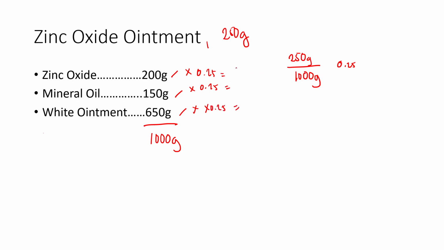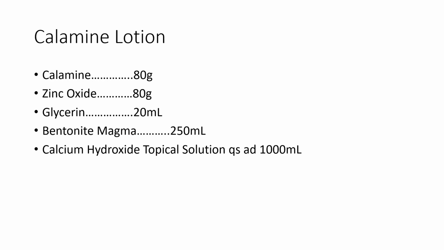So this is 50, 37.5, and 162.5. Very simple, but it only applies to this type of formula. Later on, you will encounter another type of formula like this one.